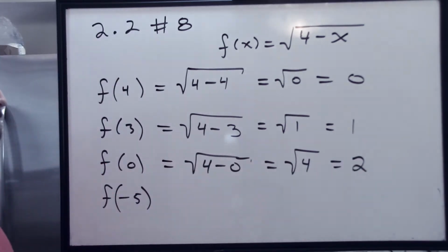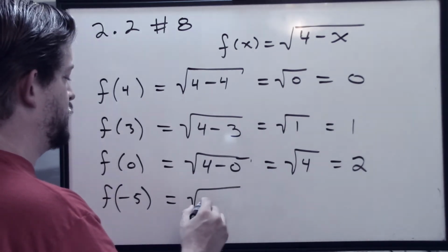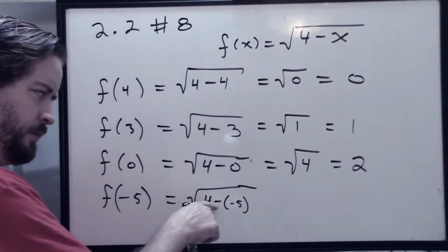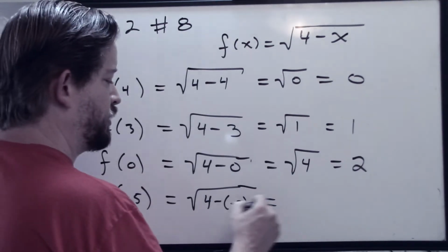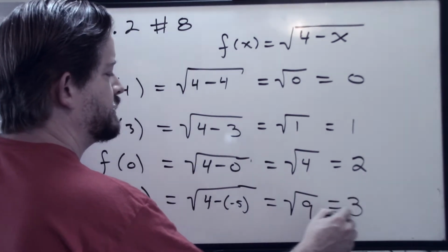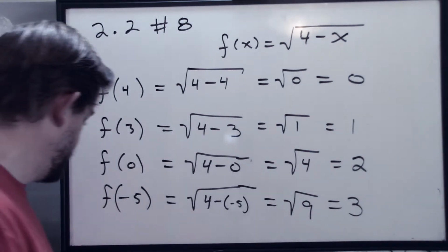Right? And then we jump to f of negative 5. So f of negative 5 is taking 4 minus negative 5. And remember, minus negative is plus, so that's 4 plus 5, so that's the square root of 9, and that is 3. Okay. And there we have it. That's number 8.